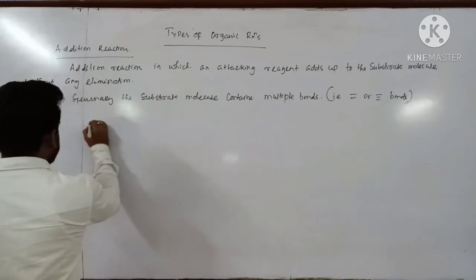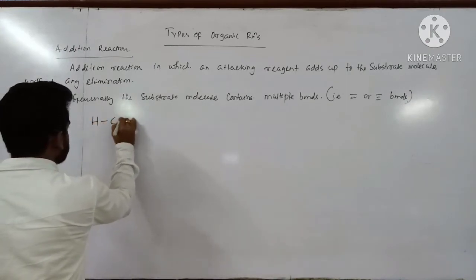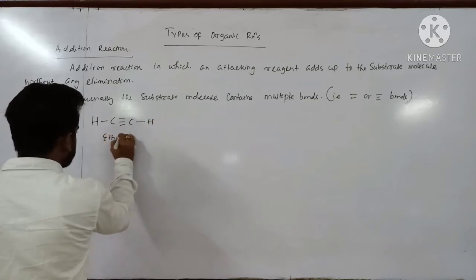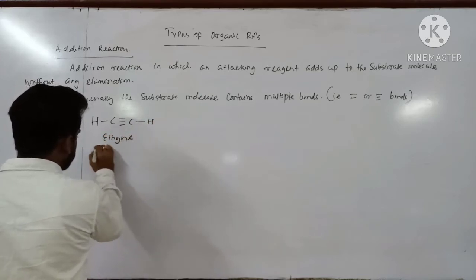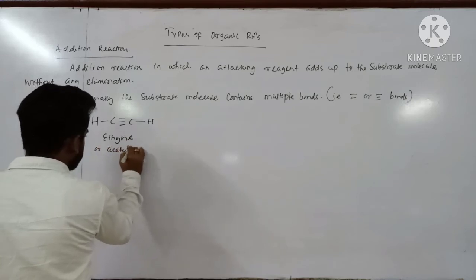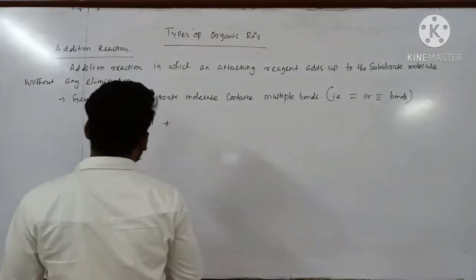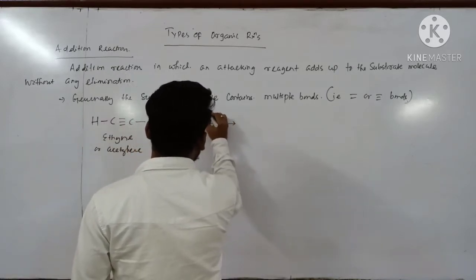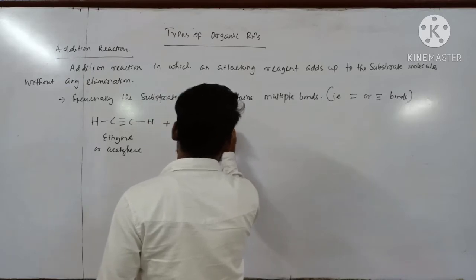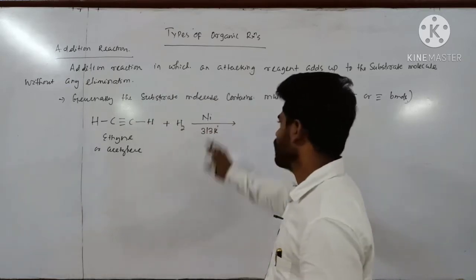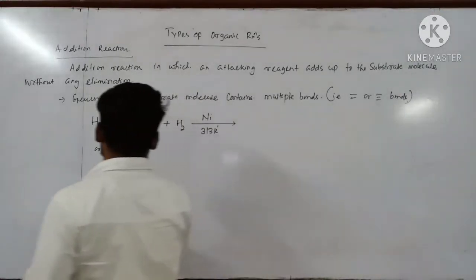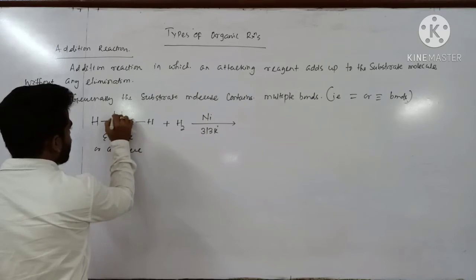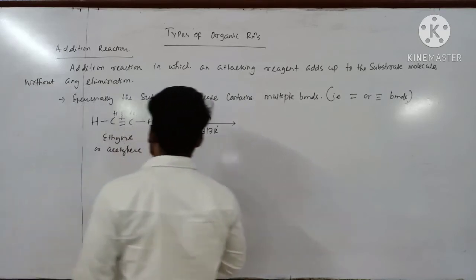So let us consider one example. Suppose I am considering acetylene, HC≡CH, this one is ethyne or you can say acetylene, added to hydrogen in presence of nickel catalyst at 313 Kelvin, let's say. So what happens? Addition takes place through this pi bond. The pi bond is weak. This pi bond gets split and one hydrogen adds over here. So what you will get over here?